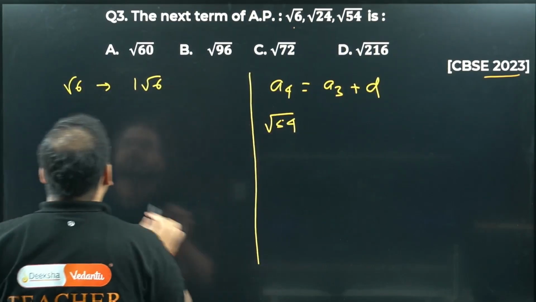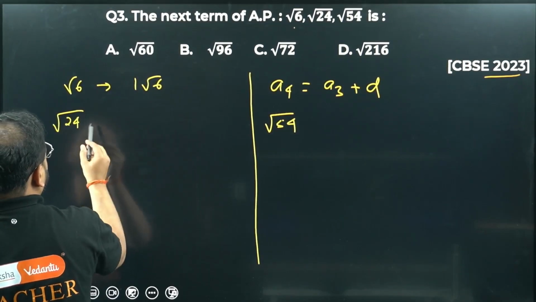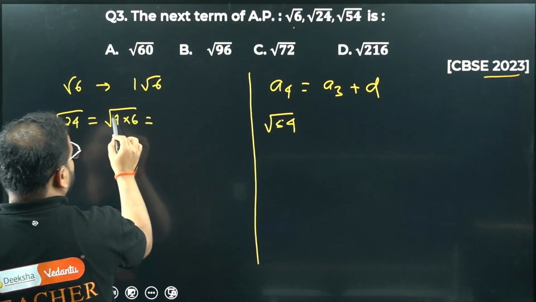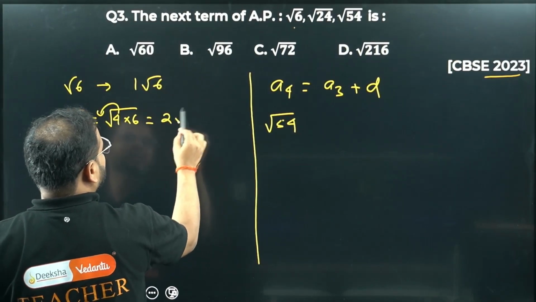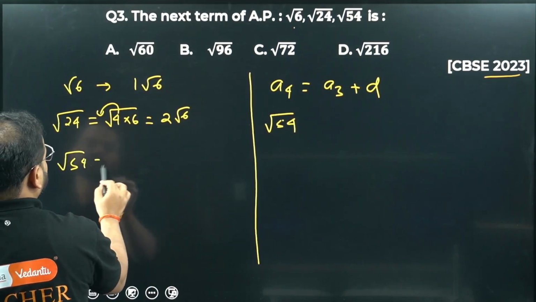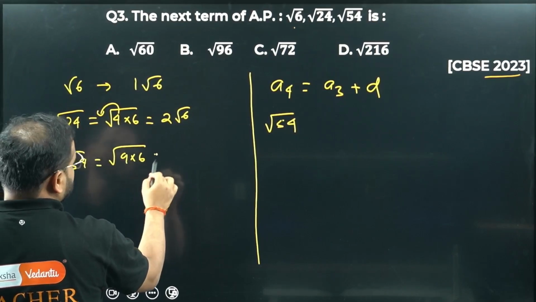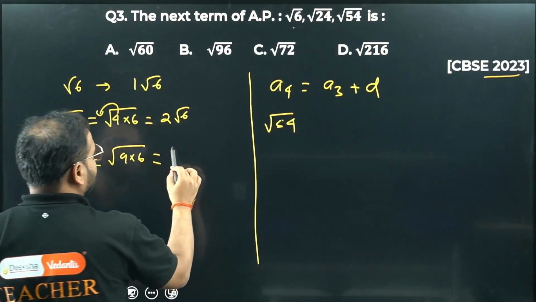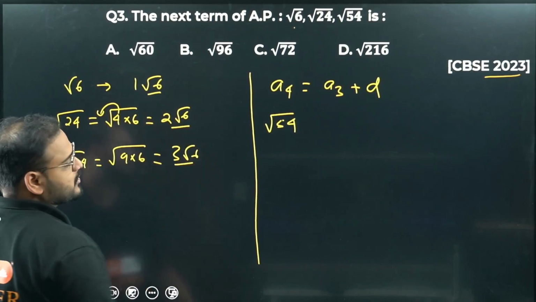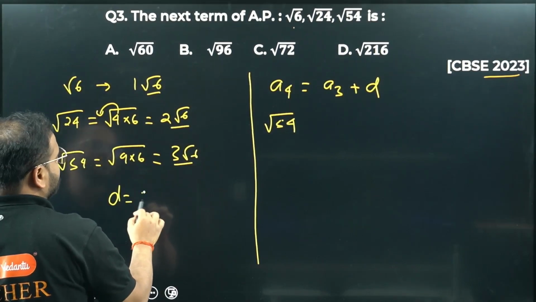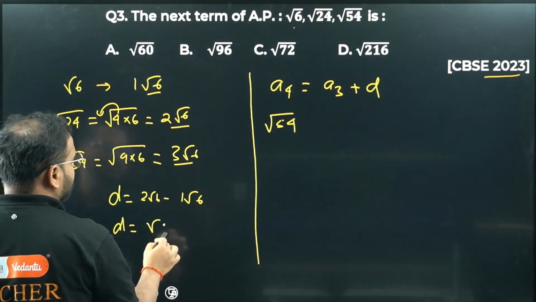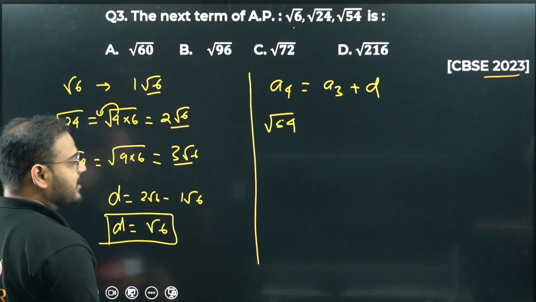Root 24 will be root of 4 times 6. I can take the 4 outside, so it becomes 2 root 6. What about root 54? Root 54 will be root of 9 times 6. I can take 9 outside, so it becomes 3 root 6. So you can see the pattern now: root 6, 2 root 6, 3 root 6. What is the common difference? 2 root 6 minus 1 root 6. The common difference is simply root 6.